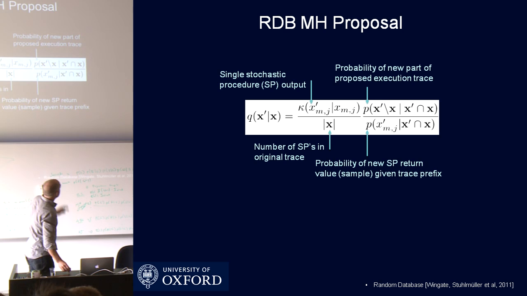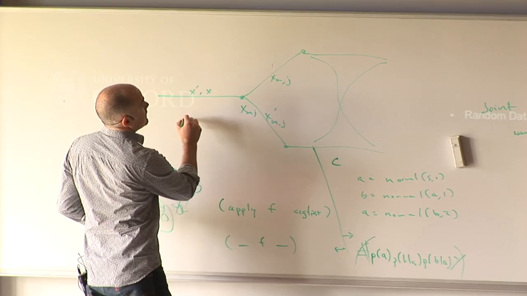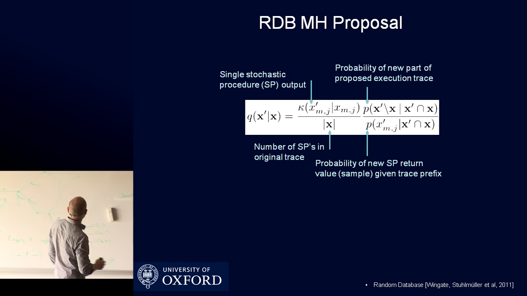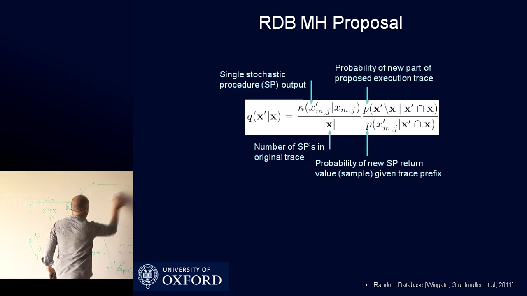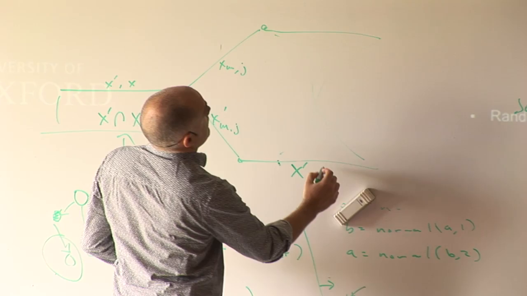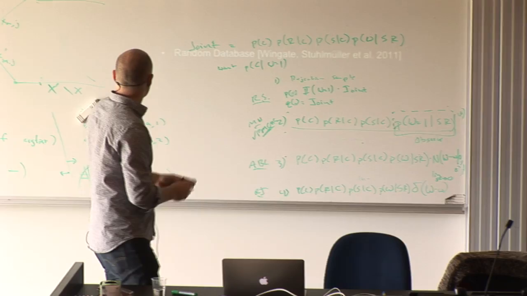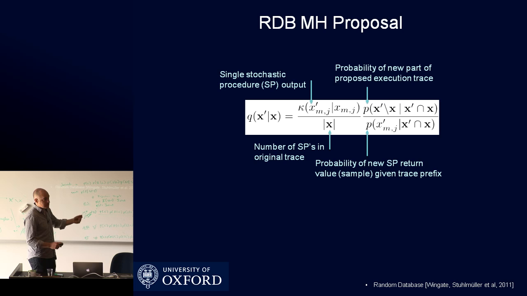So we have to pay attention to the probability of generating this new value, given the execution trace prefix. The set of random variables here is the same. Before you make a change, the set of random variables that you've drawn is the same. And we have to compute the probability of the new part of the proposed execution trace, which is here. Okay? That makes sense? You run the program, make a change, execute the program forward, prefix, suffix. Okay, so that's the proposal to change one execution trace to another.